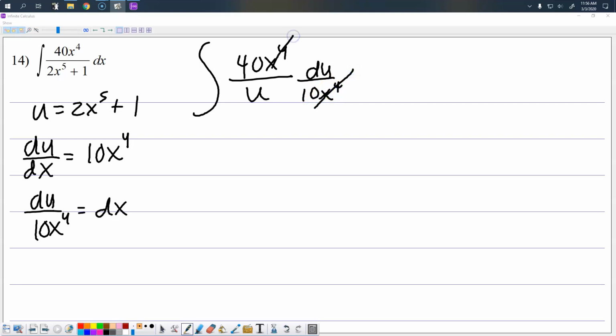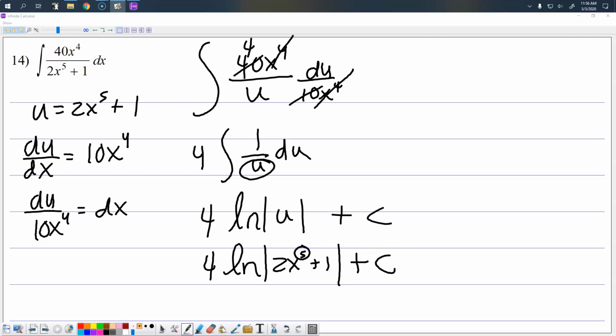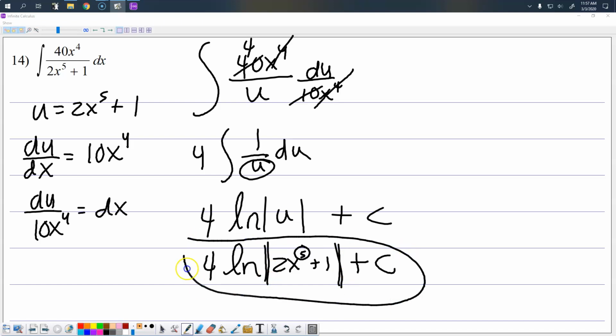So the x to the 4ths go away, and then 10 goes into 40 4 times, and then we can go ahead and pull that 4 out to the front. Now this is another integral rule that we haven't seen in a little while. The integral of 1 over u is ln of the absolute value of whatever the denominator is. Don't forget your c. Now we replace the u with what u equals: 2x to the 5th plus 1. We do want to keep our absolute value bars this time because an odd power can result in negatives, and therefore the absolute value bars make a difference here.